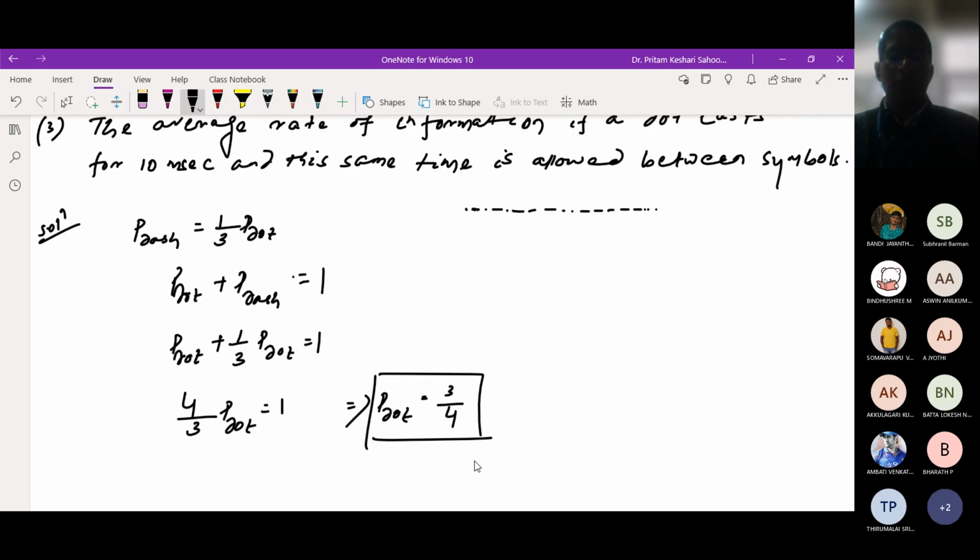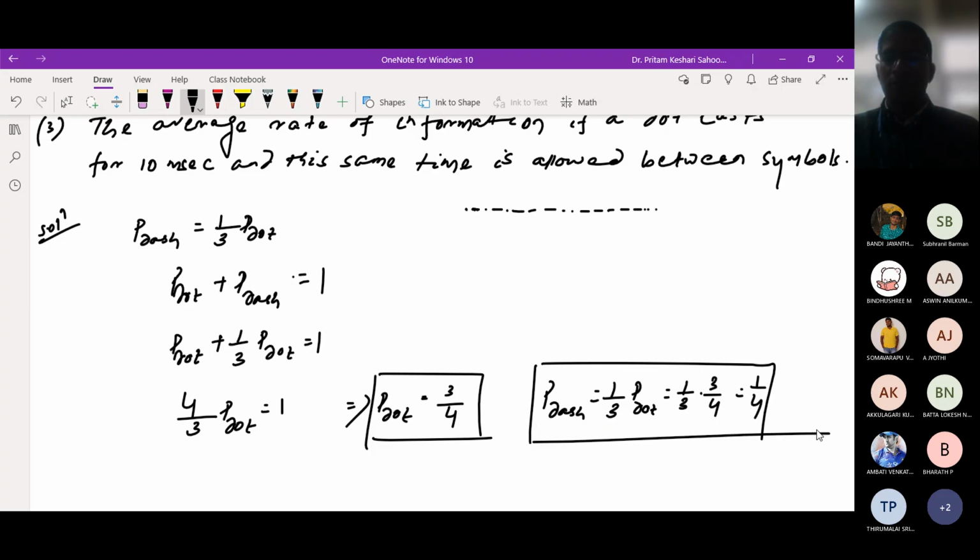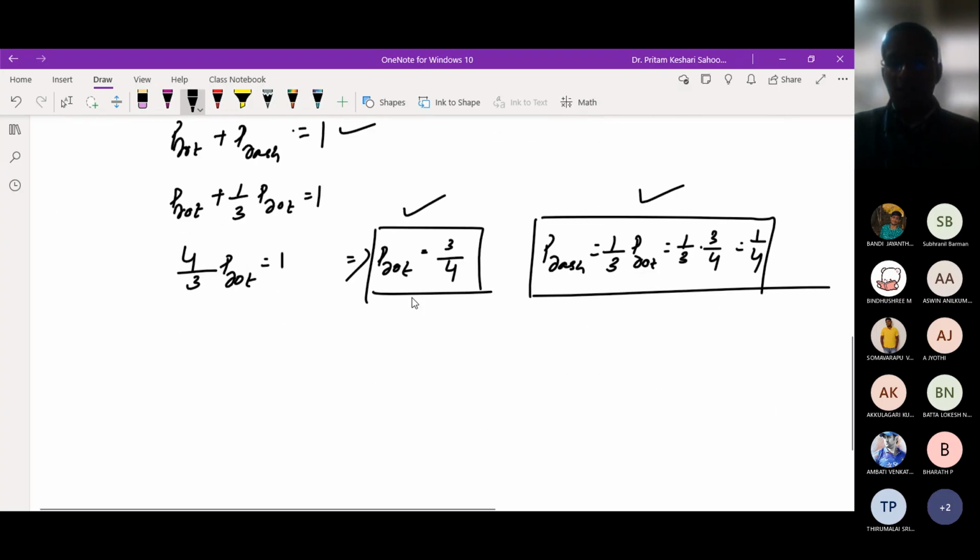So this is one probability which we obtain. Once p(dot) is 3/4, we can find p(dash). So what is p(dash)? p(dash) is equal to 1/3 of p(dot), so that is 1/3 of 3/4. That equals 1/4, because the 3 will cancel. So the probability of dash is 1/4. Now if you add p(dot) and p(dash), you get 1. What is the meaning of this? The probability of dot is 3/4 and the probability of dash is 1/4.